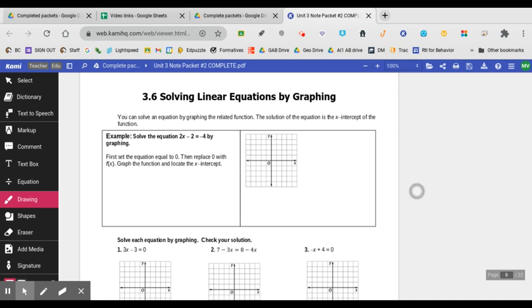So we will often use different words. So solution, x-intercept, 0, and root all mean the same thing. They're always going to be the x-intercept of the graph. So solve the equation 2x minus 2 equals negative 4 by graphing.